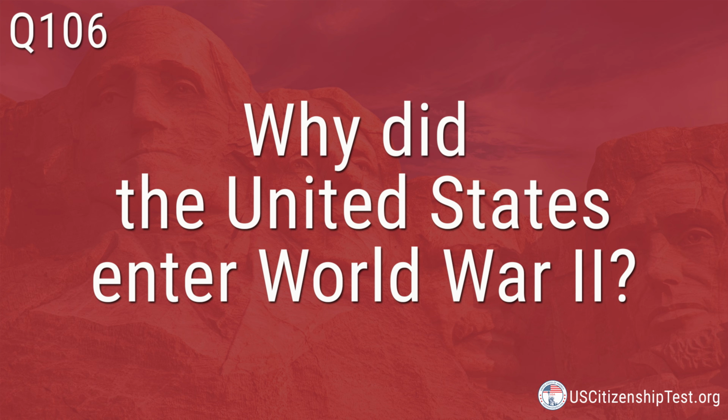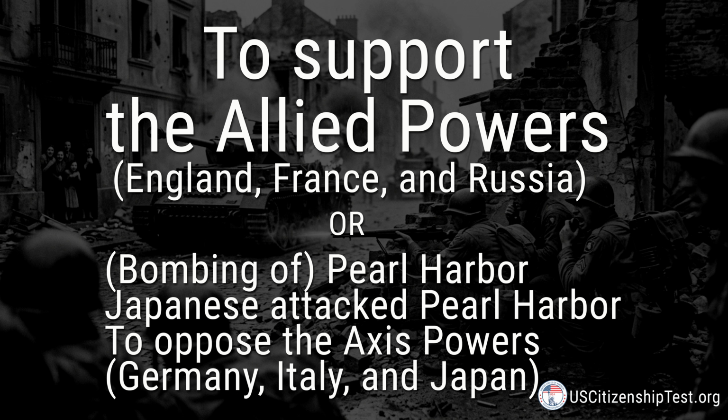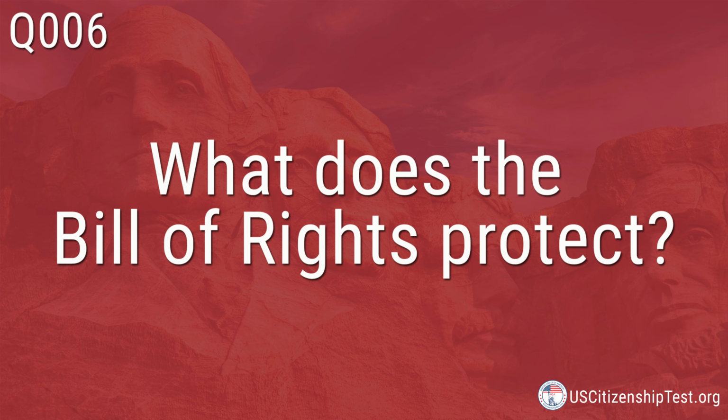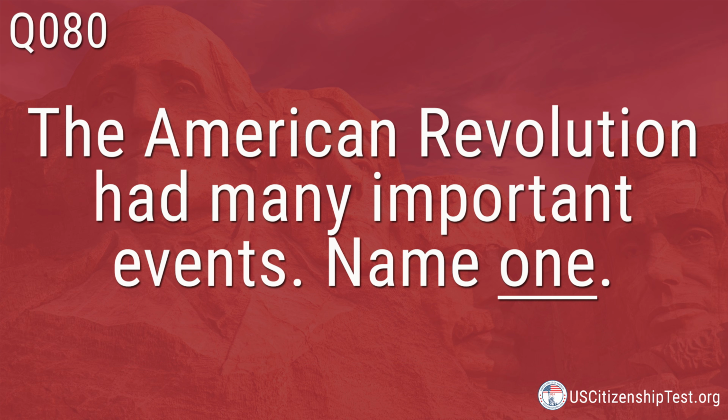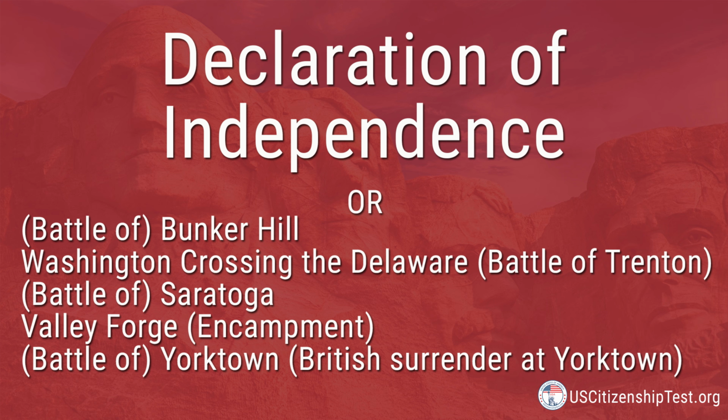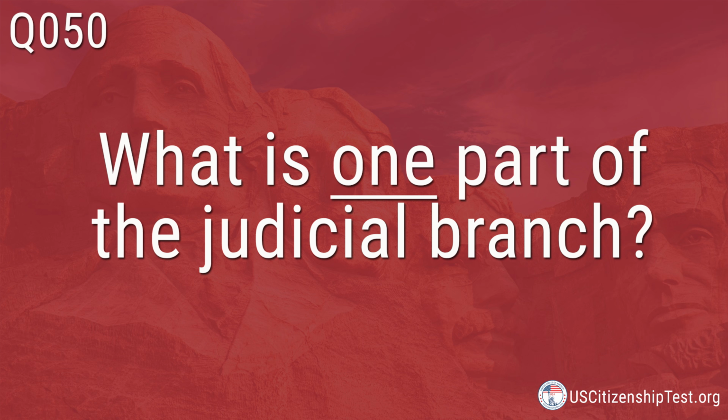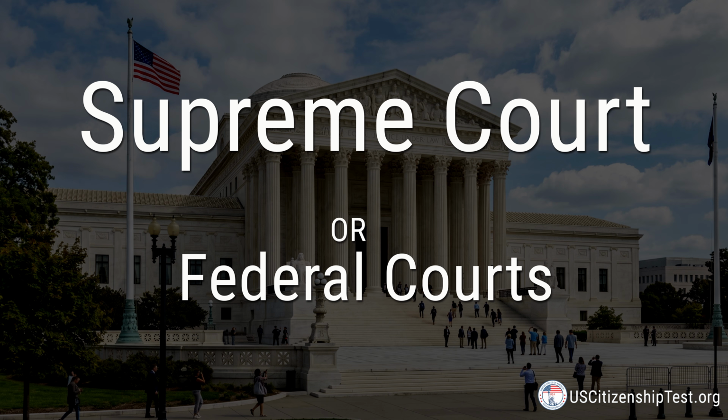Why did the United States enter World War II? To support the Allied powers. What does the Bill of Rights protect? The basic rights of Americans. The American Revolution had many important events. Name 1. The Declaration of Independence. What is one part of the judicial branch? The Supreme Court.